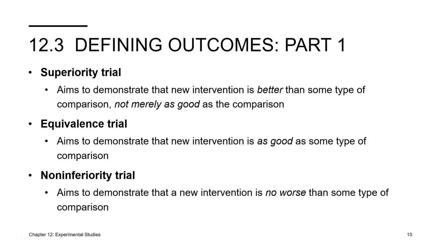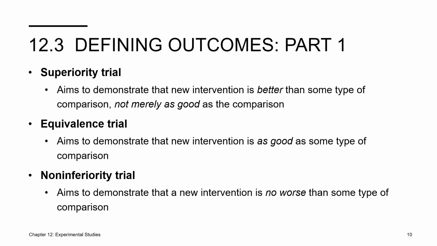Section 12.3 covers defining the outcomes. So there are some different types of trials within a randomized controlled trial. First, we have the superiority trial. This aims to demonstrate that new interventions are better than some type of comparison, not merely as good. So you're wanting to show that this new intervention that you're testing is better than the old one.